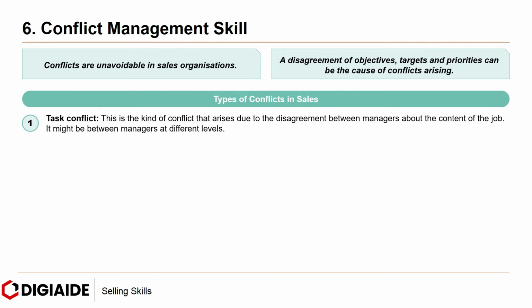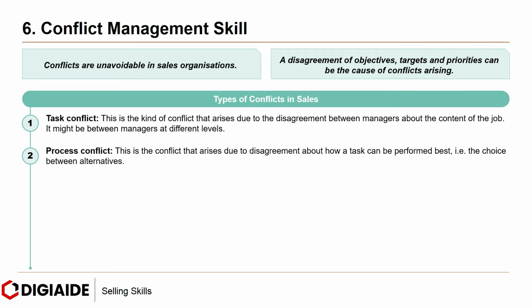This is a kind of conflict that arises due to the disagreement between the managers about the content of the job. It might be between the managers at different levels. Second, process conflict. This is a conflict that arises due to disagreement about how a task can be performed best. That is a choice between alternatives.